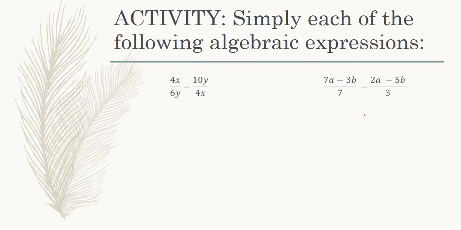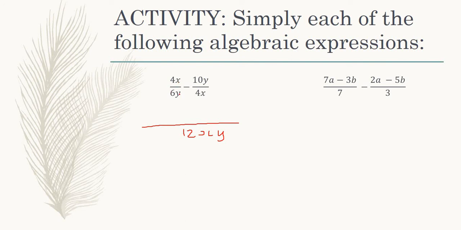Now for this problem here, we have 4x over 6y minus 10y over 4x. Again, find a common denominator for 6y and 4x. And that's going to be 12xy. Then what should you do from here? Take these denominators to divide your common denominator, and then the result, take it to multiply the respective numerator.